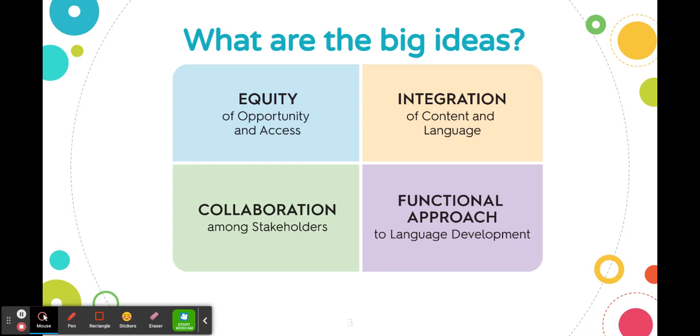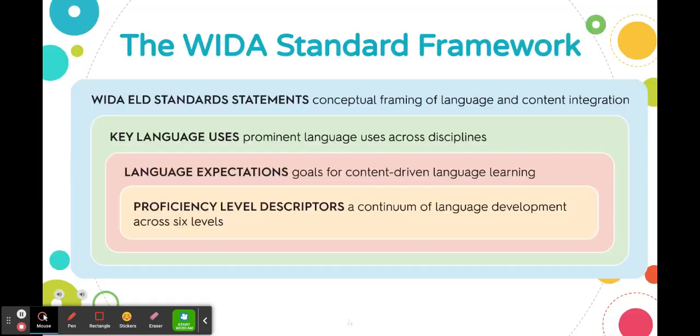The final big idea is a functional approach to language development where an emphasis is placed on the purposeful use of language. The framework is intended to describe clear and measurable goals for ELs represented by language expectations, grade level can-dos, resources for accountability, and a guide for using research-based information to develop curriculum.